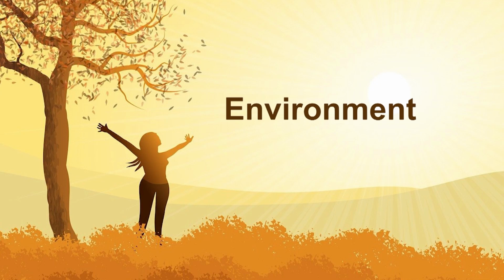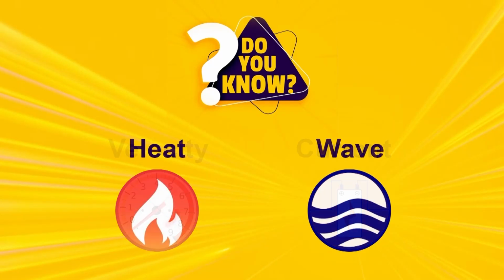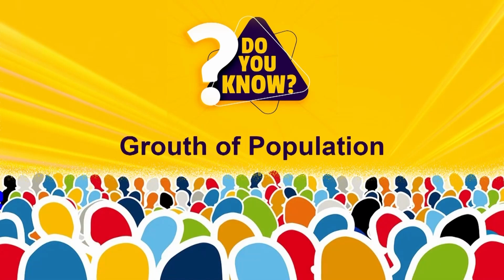This is an environment, but how do we measure the environment? There is change, but how is change measured? This is the concept of measuring the rate of change. Do you know velocity and current, heat and wave, growth of population? These are some examples of changes that occur in nature.